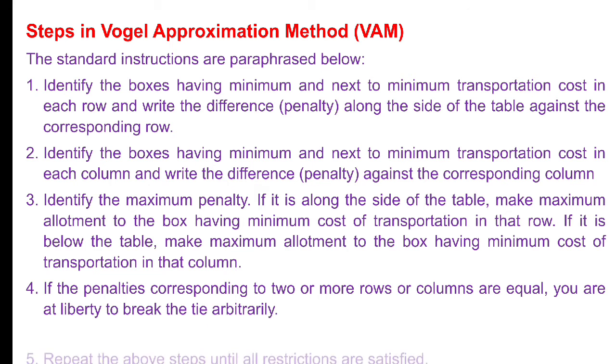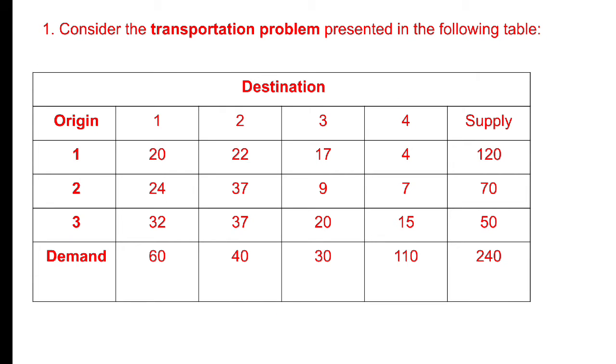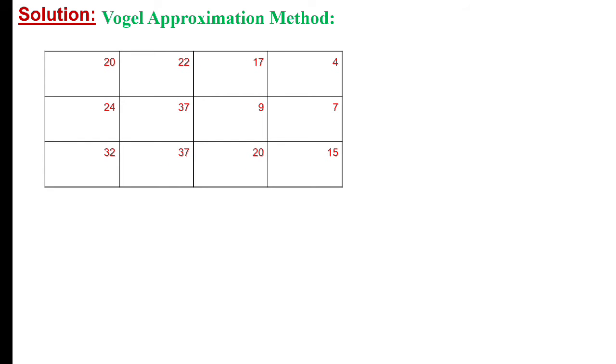Solution: how to follow Vogel's approximation method. This is the cost which is given. The problem will be written in the top right side corner. Supply is given as 120, 70 and 50. Demand is 60, 40, 30, 110. Now finally we need to find the penalties, row wise and column wise.